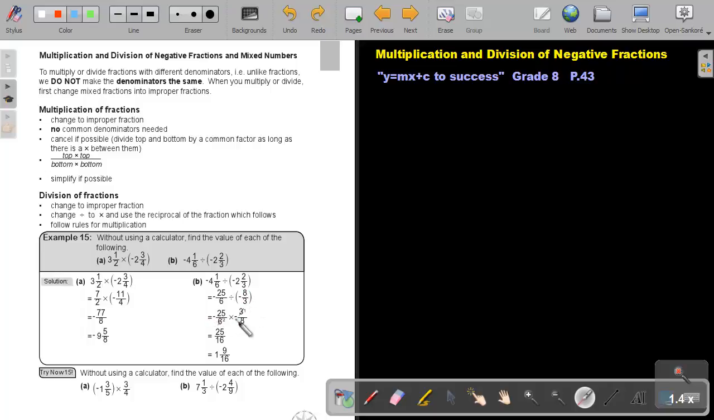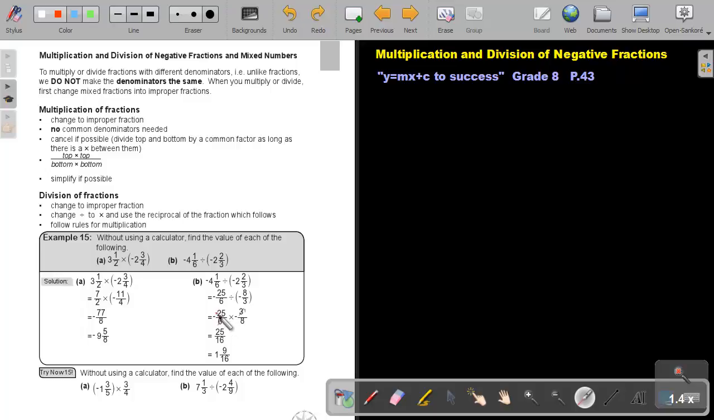Now, let's follow the rules for multiplication. So, a negative times a negative, it's multiplication. You can count the negative signs. There are 1, 2. 2 is an even number. That's why the sign will be positive. And now, don't forget that you can cancel out. So, 3 and 6, I can take 3 and divide 3 into that. So 3 divided by 3 is 1. 6 divided by 3 is 2.